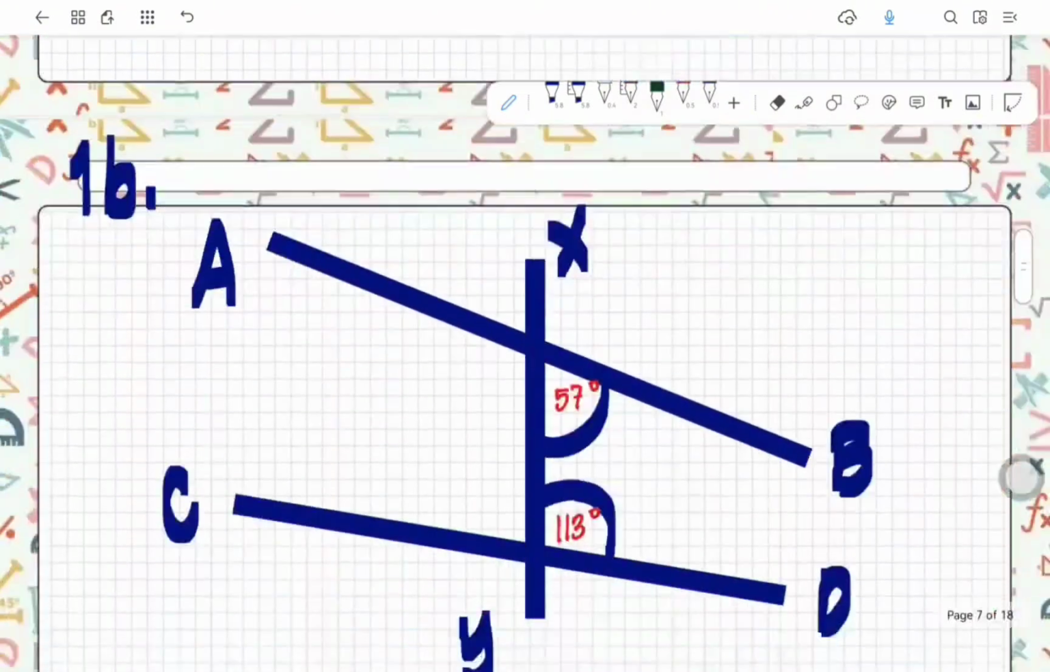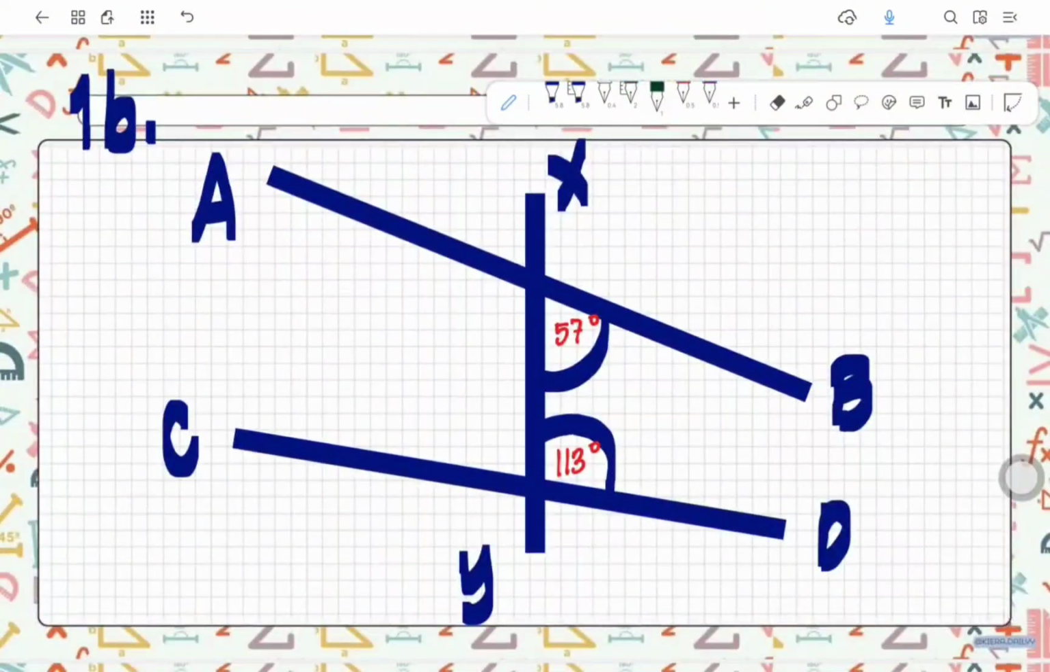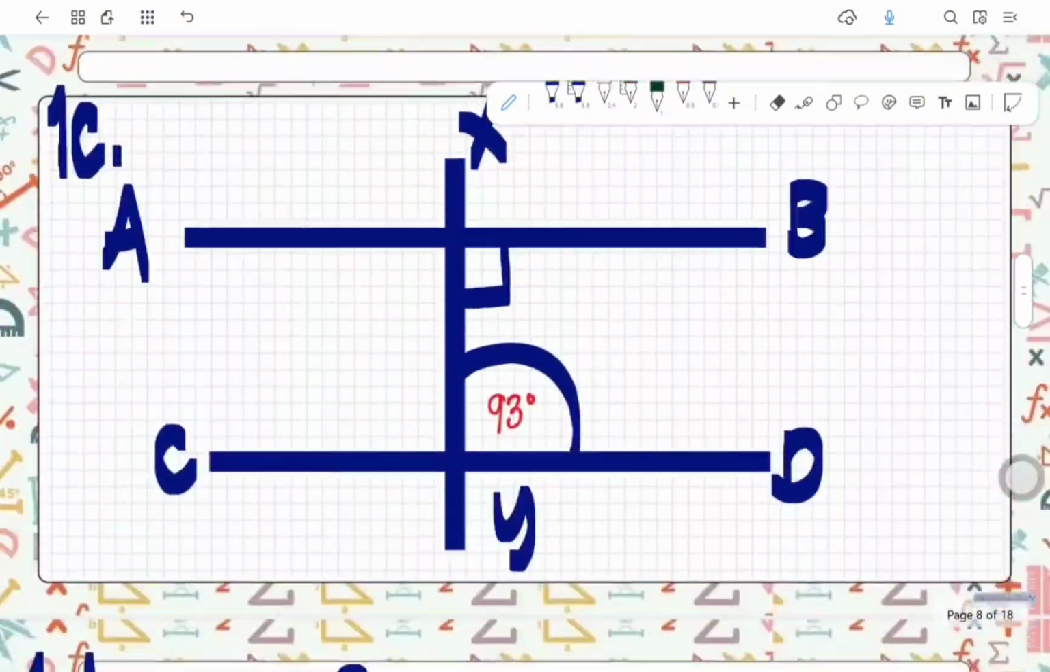Okay? Number 1, letter B. Are they parallel to each other or not? Let's figure out. We can just add them together. That is 57 degrees plus 113 degrees, and that is not equal to 180 degrees. So line AB is not parallel to line CD.